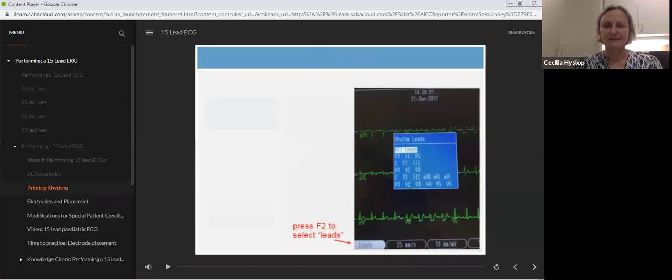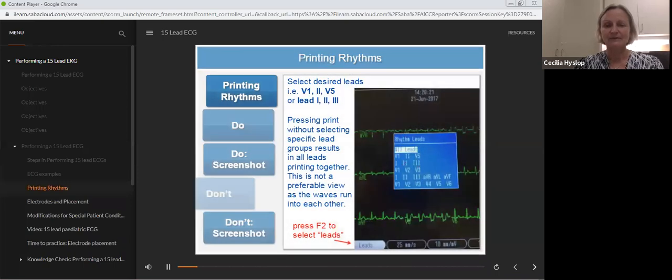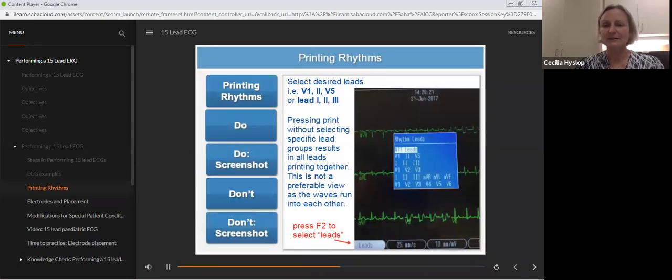All right, so printing rhythm strips. Remember, we can do ECGs and we can do rhythms, and usually we want an ECG and we want a rhythm strip. But when we're doing the rhythm strip, we don't really want you to press all leads. Again, that might differ in your organization, but in ours, when we print off all leads, what you have is 12 leads down on a piece of paper, and sometimes the leads are kind of running into each other, so it makes it hard to read, especially if the patient has hypertrophy.